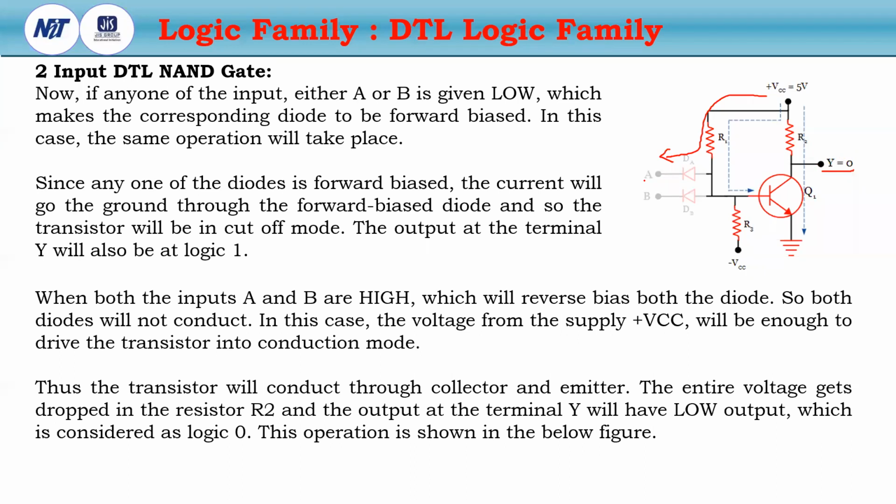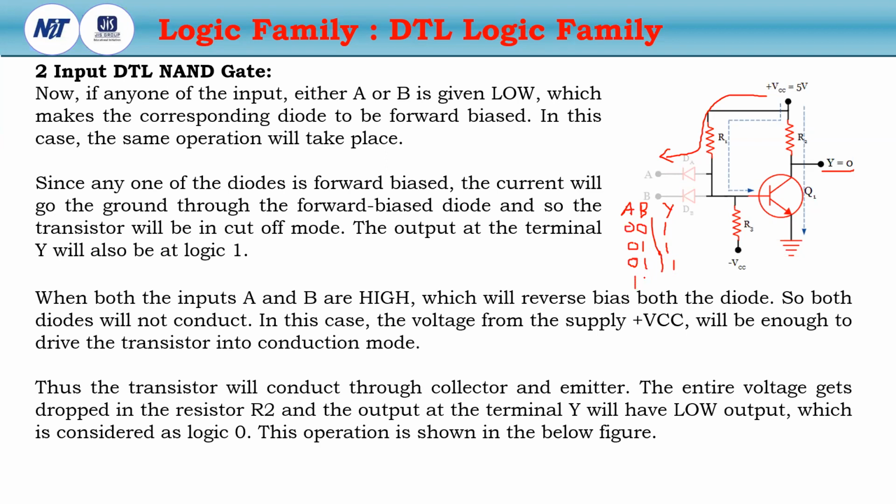If any one of these is turned on, 0,1 or 1,0, then the same occurrence happens. So there will be no current flow through this R2, and we will get Y equal to VCC. So for 0,0 we get 1. For 0,1, A and B and Y, that will also be 1. Either 0,1 will also give 1.